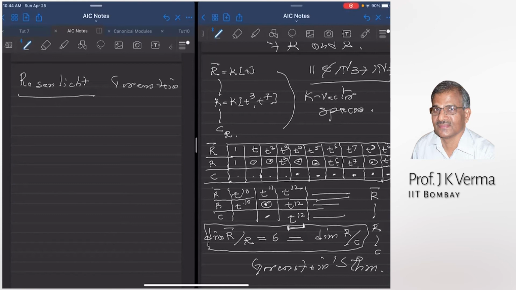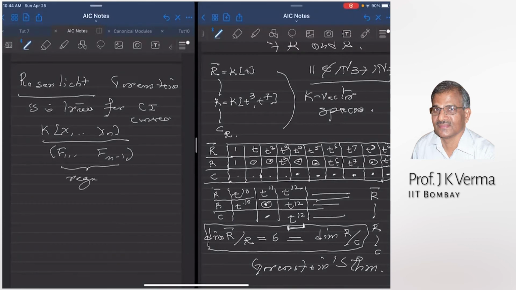Gorenstein's theorem is true for complete intersection curves. That is, take a polynomial ring in n variables and then take an ideal generated by a regular sequence. So this dimension is 1. So this corresponds to a curve, and Gorenstein's theorem is true for this curve also. This is the coordinate ring of that curve.